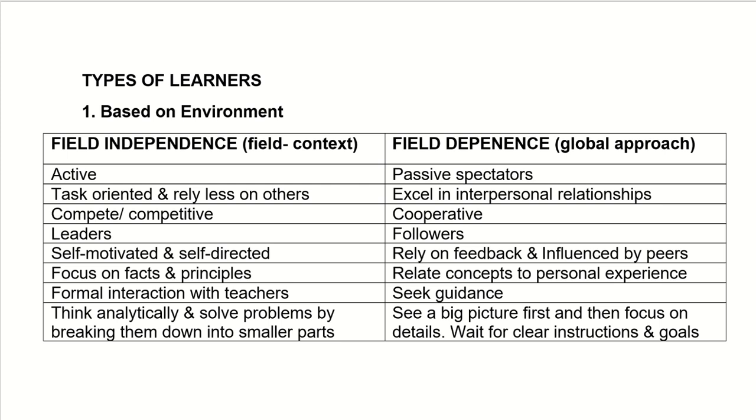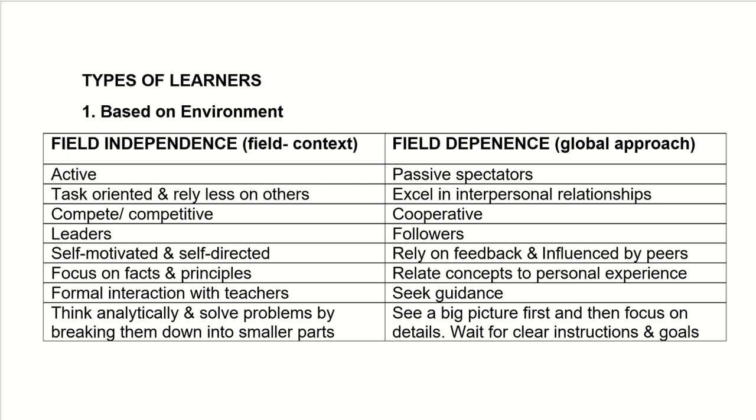On the other hand, we have field dependent learners. These dependent learners are passive spectators. They are not active. They don't play an active role while learning. They just simply listen, or they do what they're asked to do. They are good in interpersonal relations. They're cooperative. They are followers. They rely on feedback and are influenced by peers.